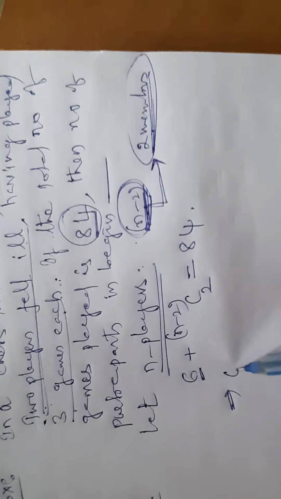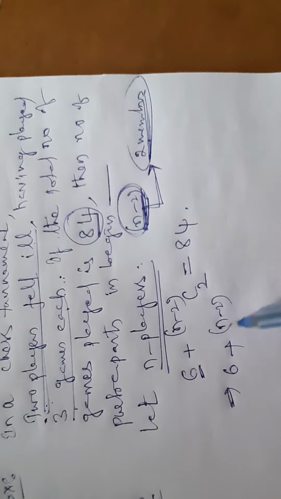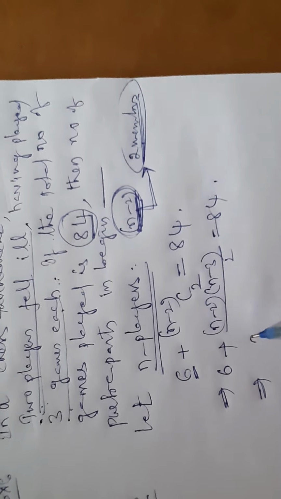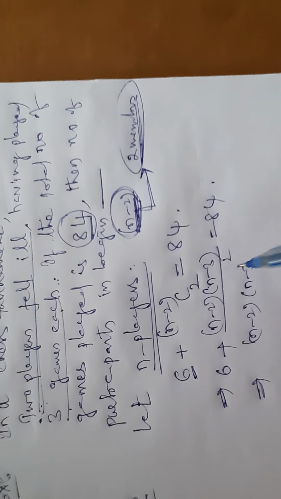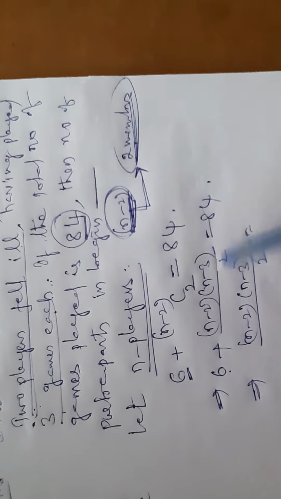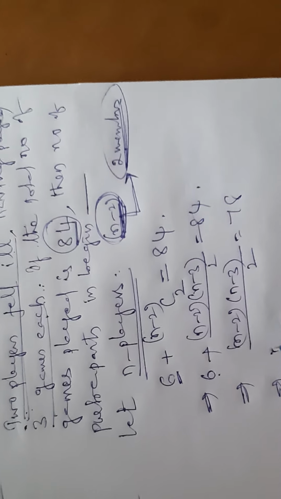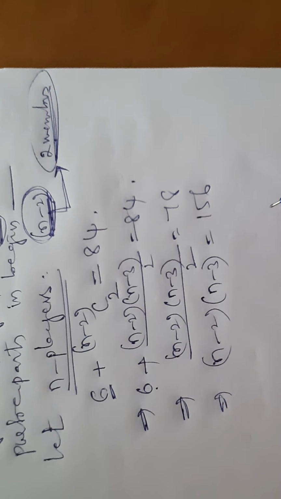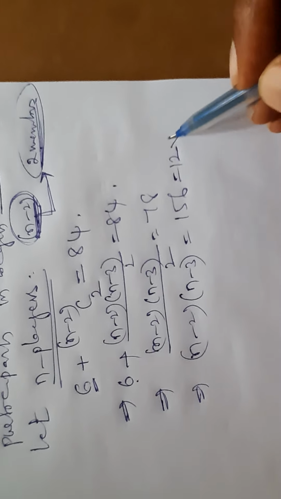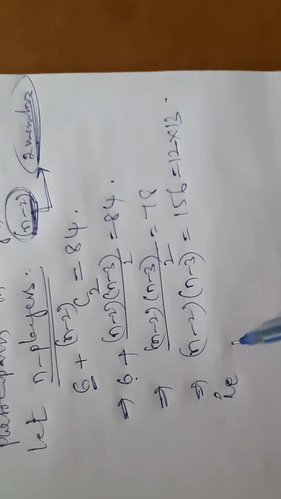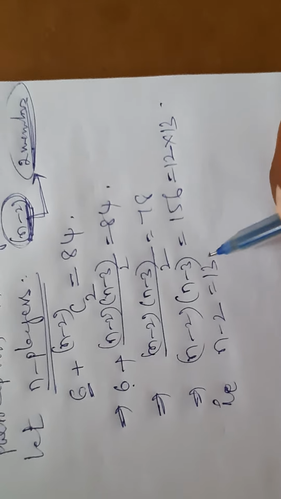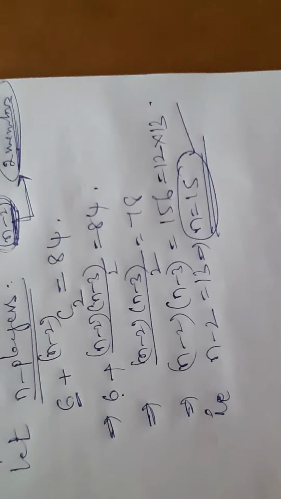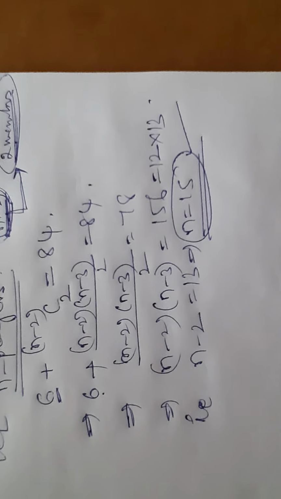Then simplify. 6 plus n-2 C2, which means (n-2)(n-3)/2 equals 84. Bringing this value to this side, (n-2)(n-3)/2 equals 78. Then (n-2)(n-3) equals 156. This I can write as 12 into 13. So n-2 equals 13, which implies n equals 15. So in the beginning of the tournament, there are 15 players.